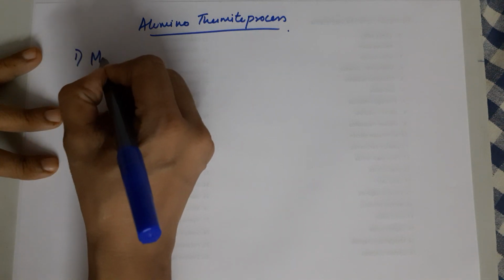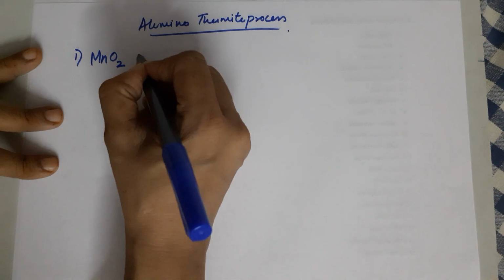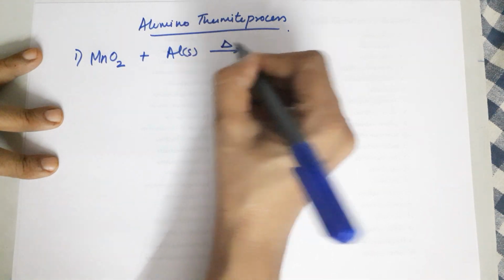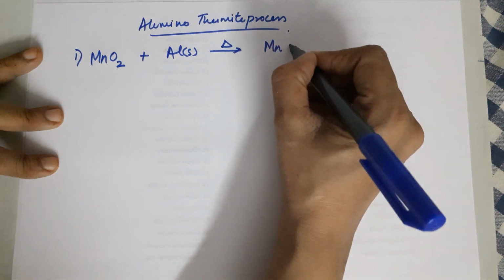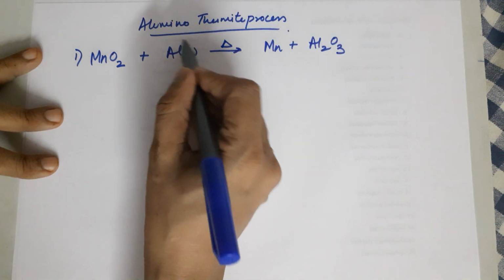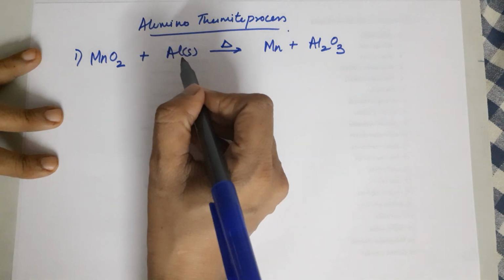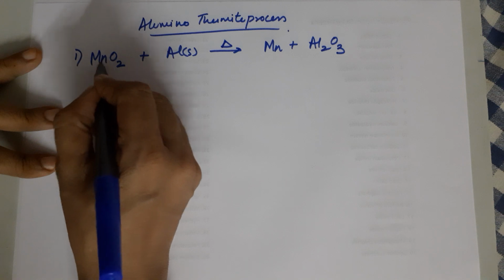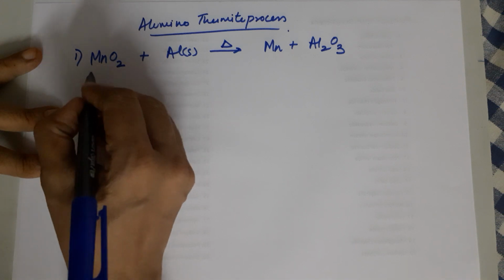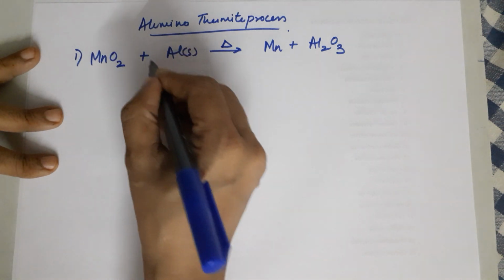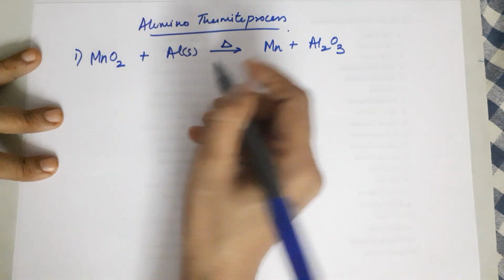Now this aluminothermite process is used for manganese oxide. You treat it with aluminium powder. On heating, it gives you free manganese and aluminium changes to Al2O3. Now when do you use this? This is used when you cannot use carbon. Wherever the metal is reactive and this bond is strong, since this is a strong bond, here carbon is unable to remove oxygen, so you need to use aluminium.